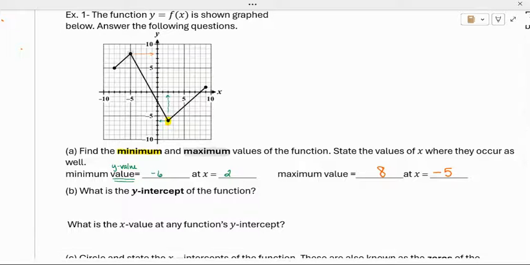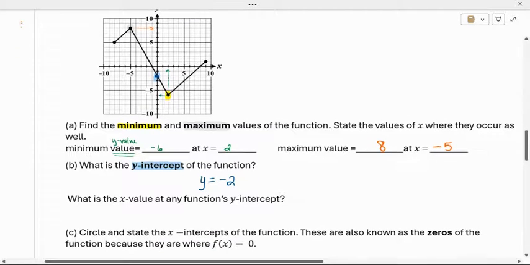What is the y-intercept of the function? The y-intercept. So remember, the y-intercept is where my graph crosses the y-axis. So what is the y-coordinate where we cross the y-axis? What is this point right here? Y equals what? Yeah, y equals -2. That is my y-intercept.